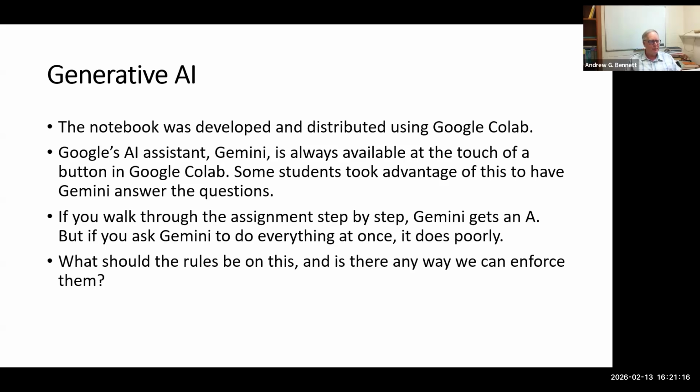And it turns out that if you ask Gemini, can you answer the question in the current cell? It does pretty well. If you ask it at the beginning to do the whole thing, it gets lost, because as you go through it says, oh, this worked wrong, go back and change that and run it again. At least as of last fall, Gemini didn't do that well. But if you walk through step by step, Gemini gets an A. What should the rules be on this? And is there any way we can enforce them? I'm not certain where we go on this, but it's going to be interesting.